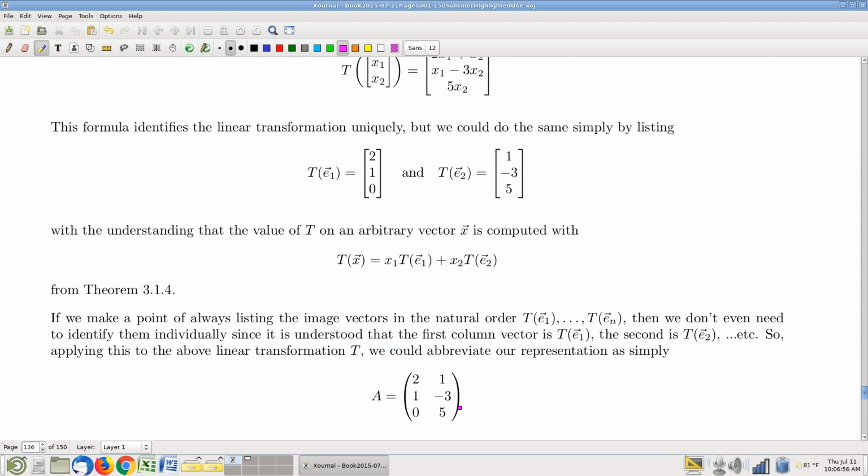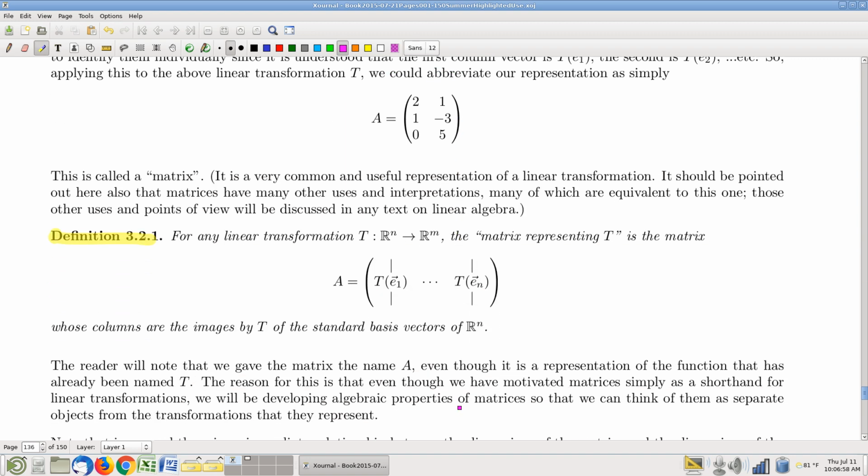All right, so here we go then. That's the definition. Definition of a matrix representing a linear transformation: in this class, we're defining it as a matrix where the columns are the images of the standard basis vectors.